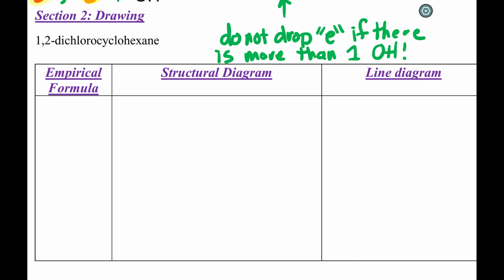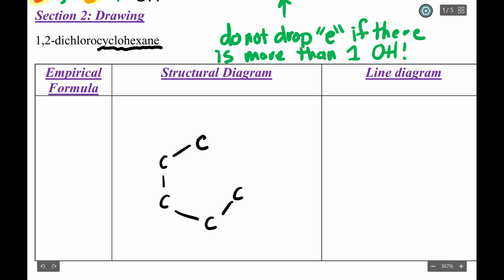So the first thing I'd point out here is we're dealing with a cyclohexane. So I'm going to draw that first. Of course, it's going to give us a shape like this, which is a hexagon. And then it says it's a 1,2-dichloro. So I'm going to put 1 chlorine here. I'm going to put 1 chlorine here.